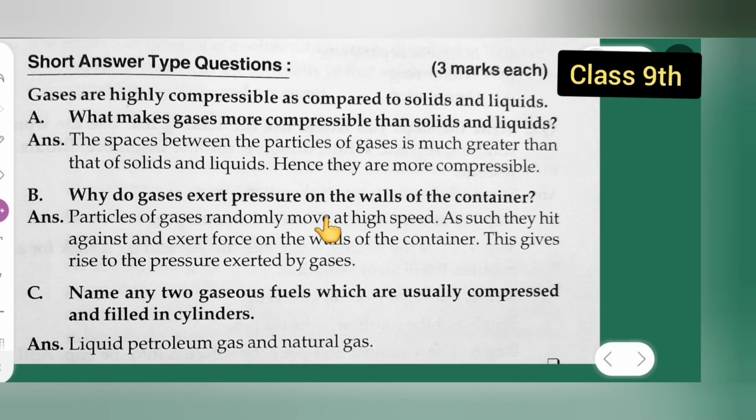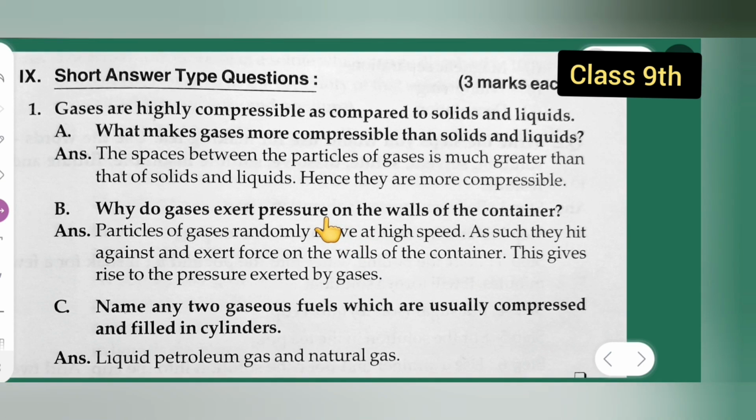Moving towards the next question, short answer type questions. Gases are highly compressible as compared to solid and liquid. What makes gases more compressible than solid and liquid? The space between the particles of a gas is much greater than that of solid and liquid, hence they are more compressible. Next question is, why do gases exert pressure on the walls of the container?